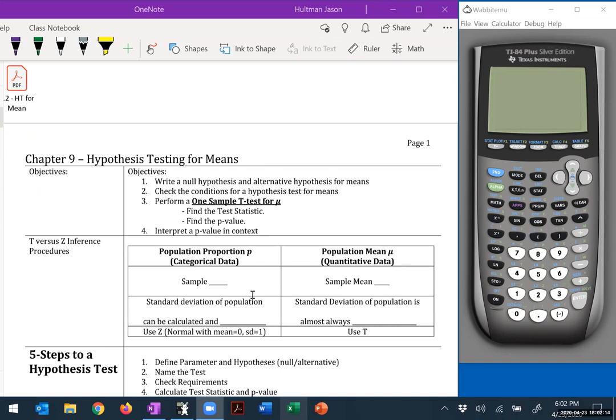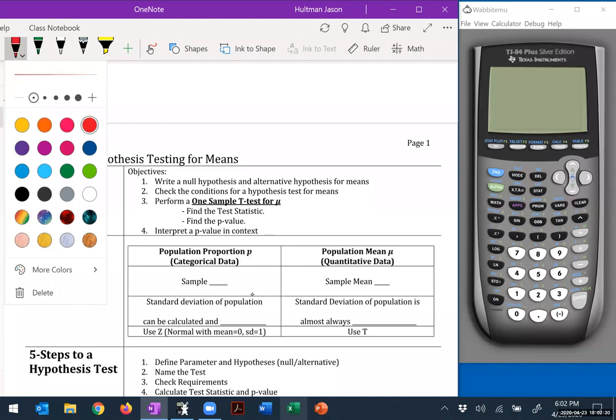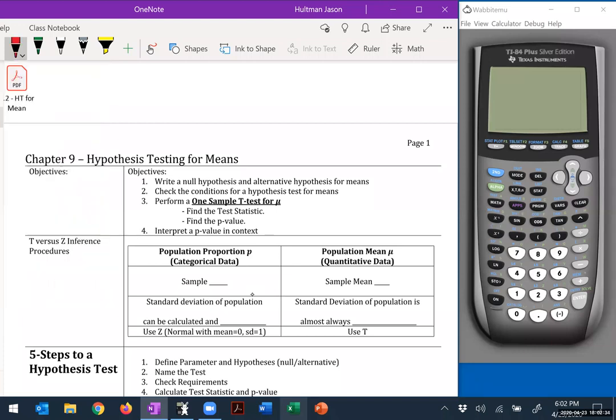Objectives: write the null hypothesis and alternative for means. Check the conditions for the hypothesis test for means. This is going to be the same conditions that we had for the confidence interval for means. The condition is my sample size, greater than or equal to 30.